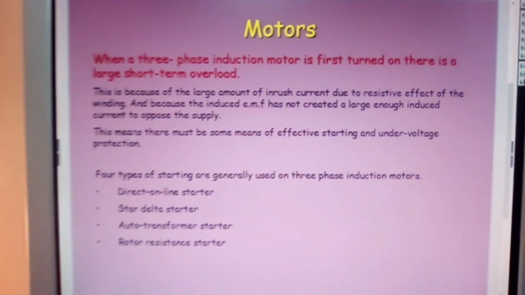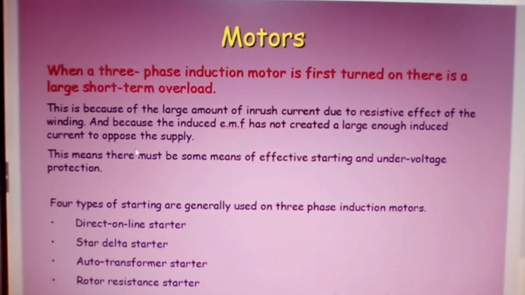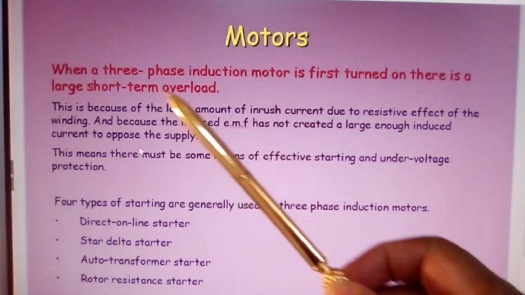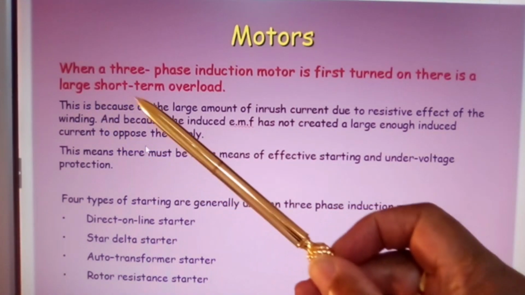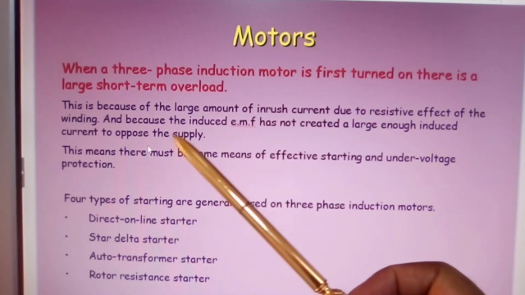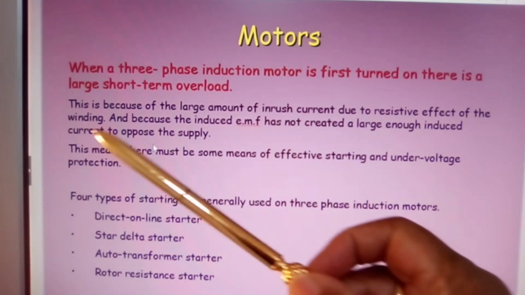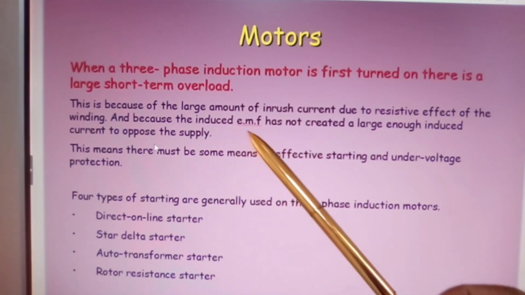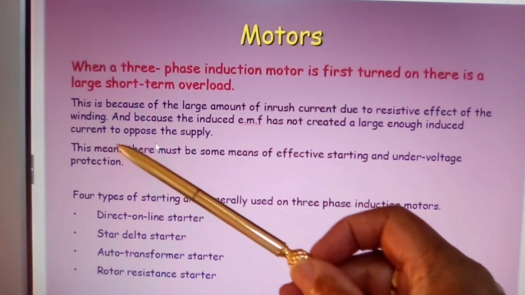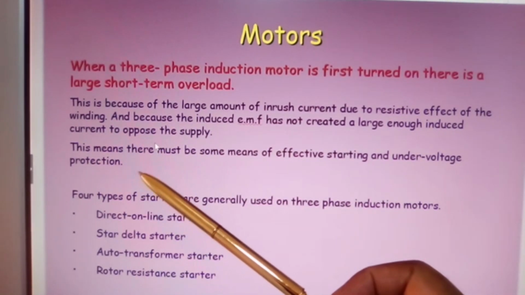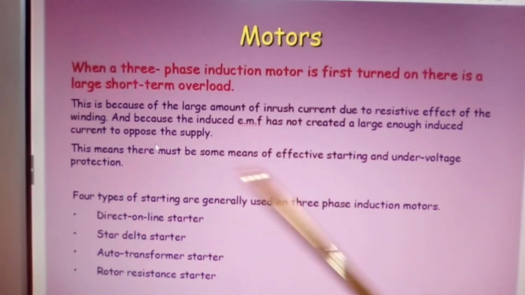Motors. When a three-phase induction motor is first turned on, there is a large short-term overload. This is because of the large amount of inrush current due to the resistive effect of the windings, and because the induced EMF has not created a large enough induced current to oppose the supply. This means there must be some means of effective starting and undervoltage protection.